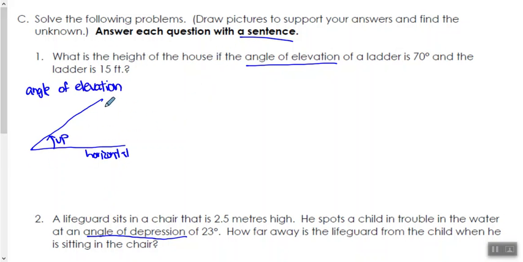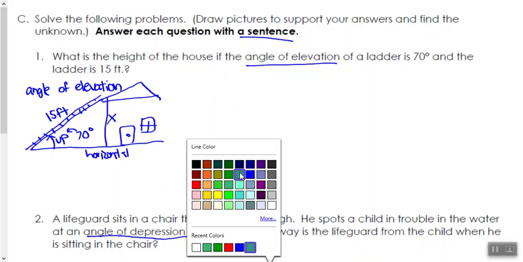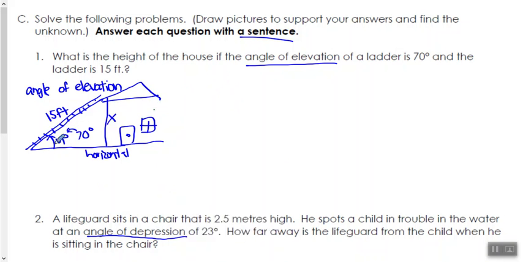So putting in some other things here. What is the height of a house? If the angle of elevation of a ladder, so here's my ladder, is 70 degrees, so that angle is 70 degrees. And it's reaching to the top of a house. So here's my house. And I have that my ladder is 15 feet long, so I have a 15-foot ladder. I have an angle of elevation, from the horizontal up, of 70 degrees. And I want to know how tall my house is. So here's my picture.